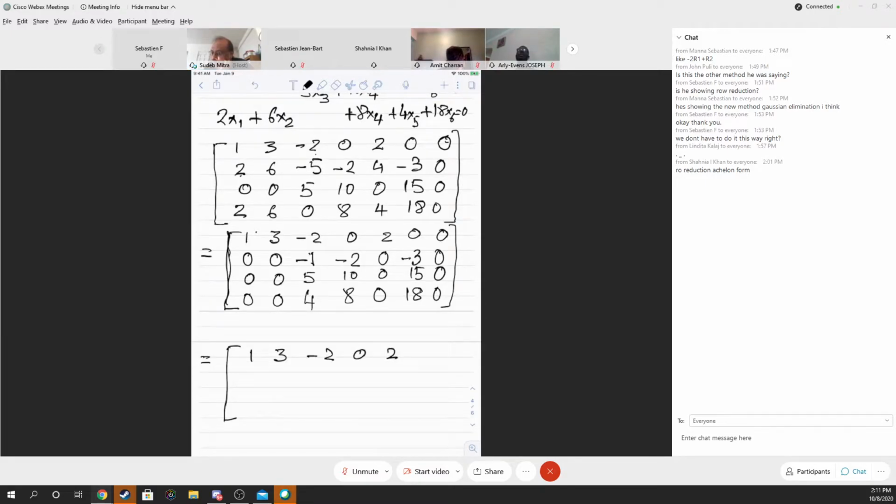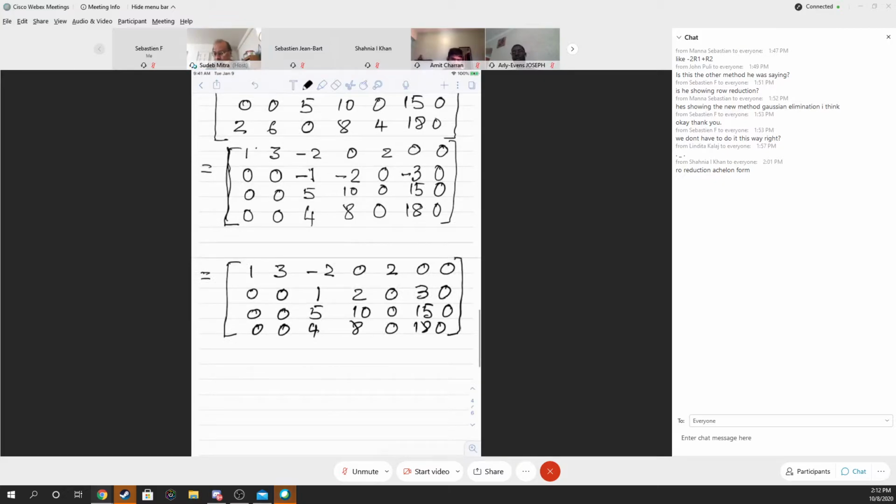What's the goal here? I'm showing you. The goal is like this. I will try to make it in the row echelon, reduced row echelon form. So 0, 0, multiplied by minus 1. So this 1, 2, 0, 3, 0, 0, 0, 5, 10, 0, 15, 0, 0, 0, 4, 8, 0, 18, 0. I'm almost there, you see?